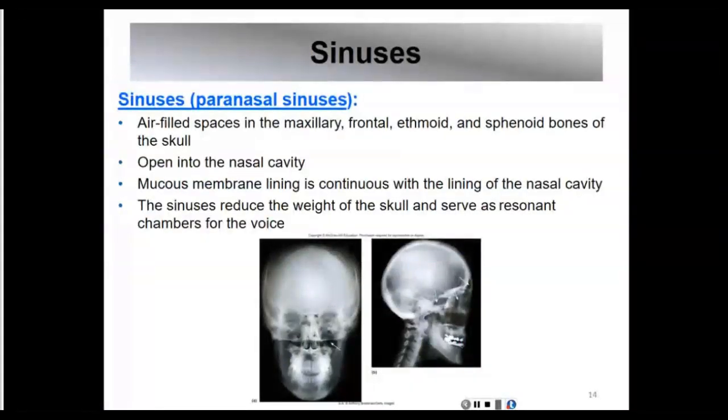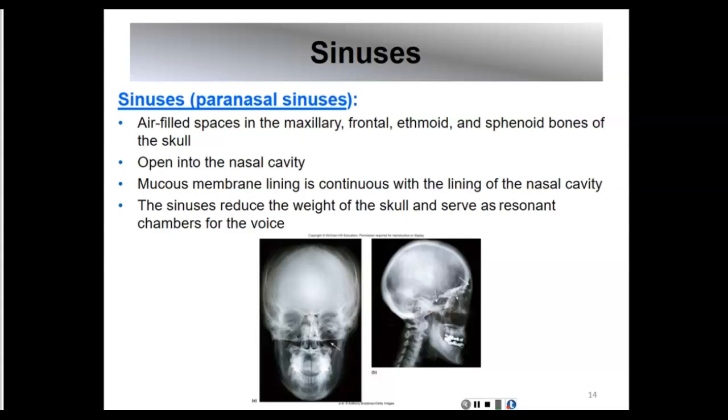Sinuses are also part of your respiratory system, and these are basically air-filled sacs in the skull bones. We have them in the maxillary, the frontal, the ethmoid, the sphenoid bones. And the purpose of sinuses are 2 things. One, it reduces the weight of your skull. So your skull isn't like 20 pounds.